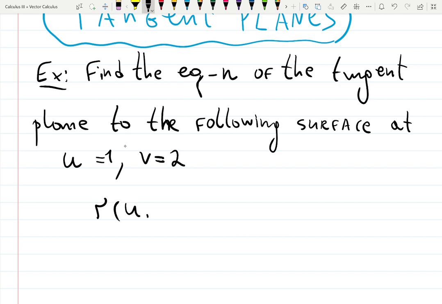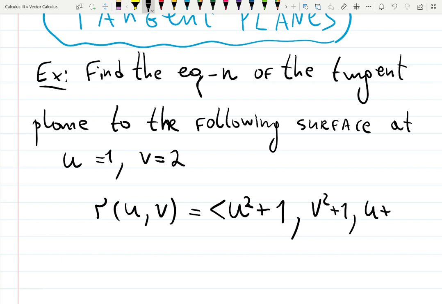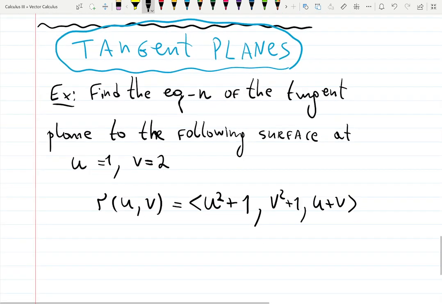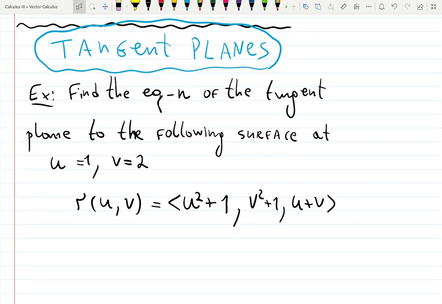R of u comma v is given as, and now we're going to go the other way around. We're going to figure out what this surface is: u squared plus 1, v squared plus 1, and then u plus v. Then we build the equation of the tangent plane, normal plane, those kinds of things, using the parametric description of the surface. So it's x, y, and z, 3 coordinates, but it was described using 2 parameters, u and v.